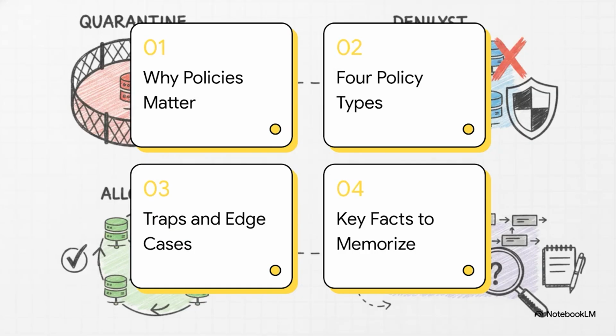Here's our strict 4-part roadmap for today's explainer. First, why Flow policies actually matter. Second, a walkthrough of the 4 policy types. Third, exam traps and edge cases. And finally, the key facts you need to memorize.